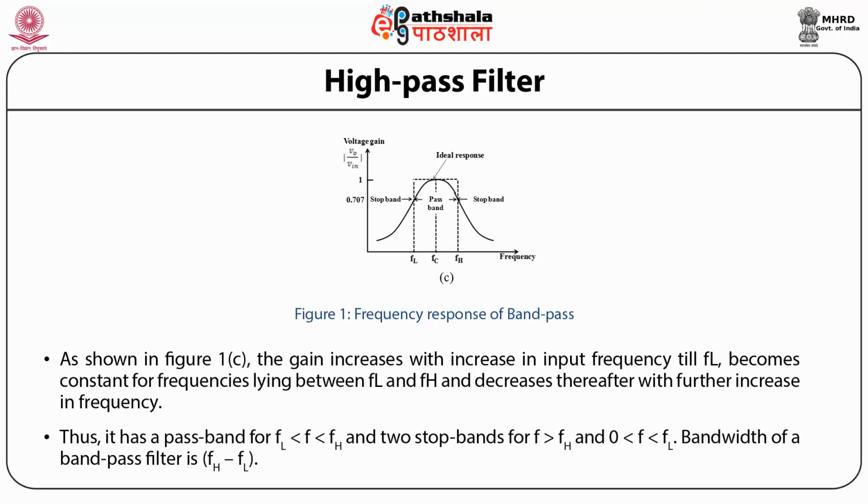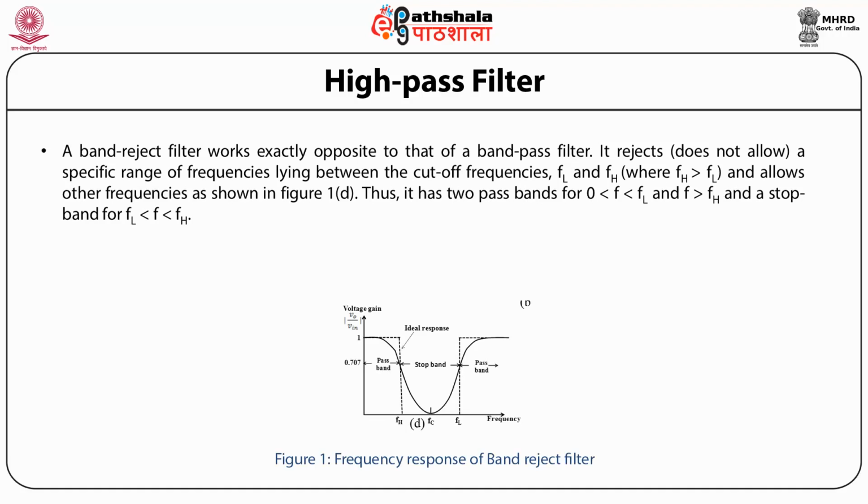Thus, it has a passband for frequency F lying between FL to FH and two stop bands for frequencies F greater than FH and F lying between 0 to FL. Bandwidth of a bandpass filter is given by FH minus FL.